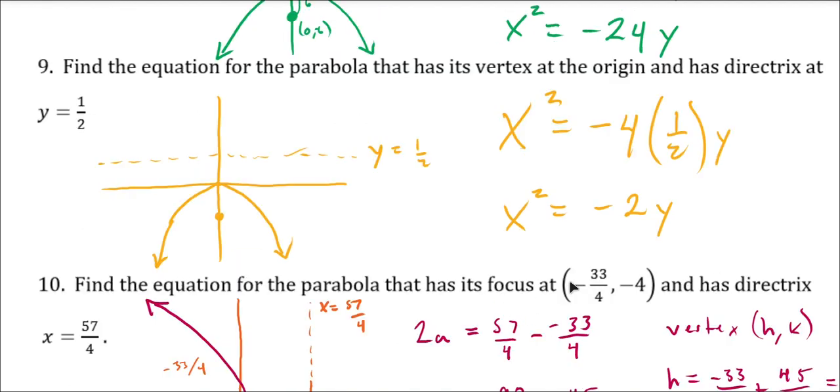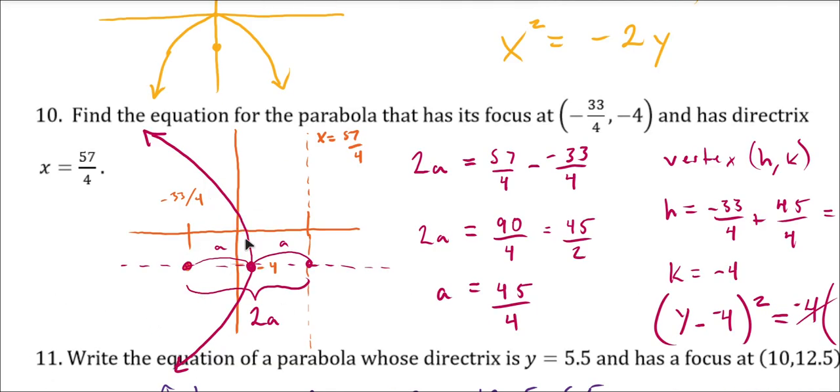Number 10 gives us one with some fractions. They tell us that the focus is at this particular value and the directrix is at this particular value. I suggest beginning by plotting those points, at least roughly. -33/4 is going to be over here, and -4 will be down yonder. We have a directrix at x equals 57/4. That's this vertical line here.